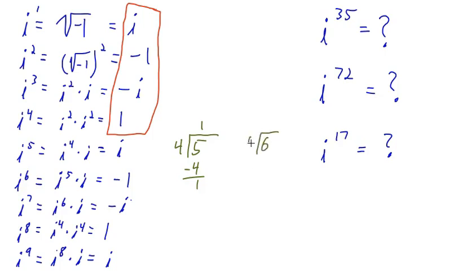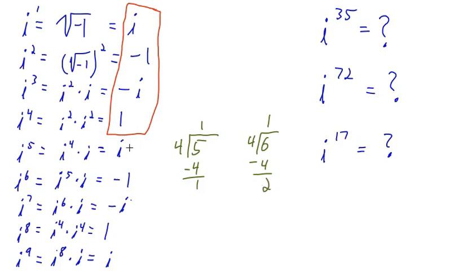6 divided by 4. Remember, this method relies on us dividing by 4, because we can remember there are 4 different possible answers. 4 goes into 6 once. We multiply, we subtract, and get a remainder of 2.